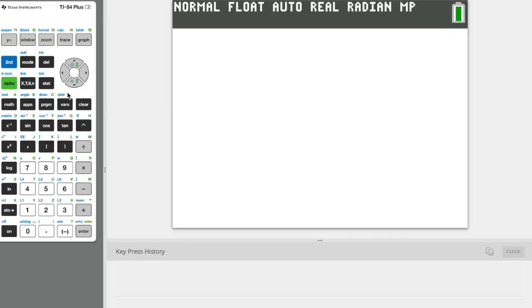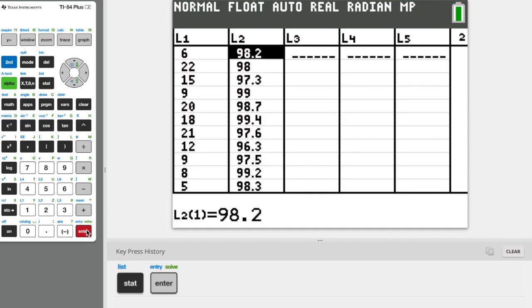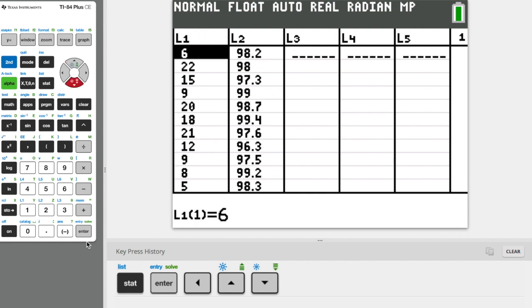Okay, so in this problem, because it gives us a list of data, we want to go to Stat and then Edit. You can go up here and hit Clear and then Enter, but I actually have input the data into L1 here. So go ahead and do that. Type them in: 6, Enter, 22, Enter, 15, Enter, etc. Can you guys do that? I'll wait a second, or hit pause.